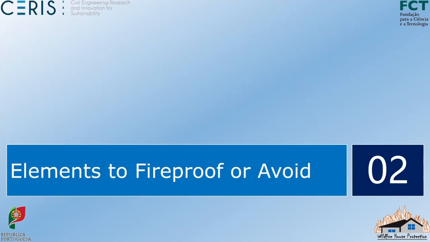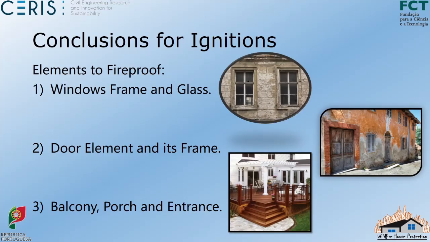So, elements to fireproof or even avoid. Elements to fireproof: windows, frame, and even the glass, if the glass is not protected. Door element and even its frame; you can have a metallic door, and then if you have a wood frame, you may have an ignition. Balcony, porch, and the entrance. Preferably, if you want to fireproof your house, don't have balconies or porches.